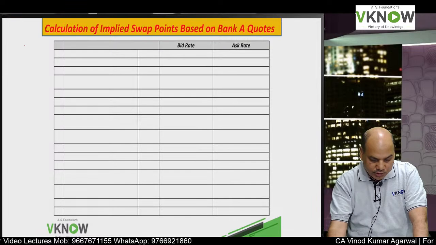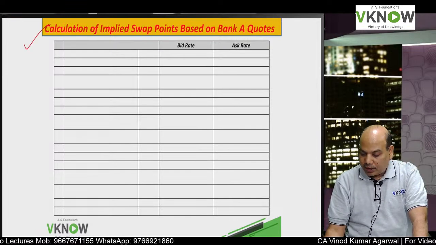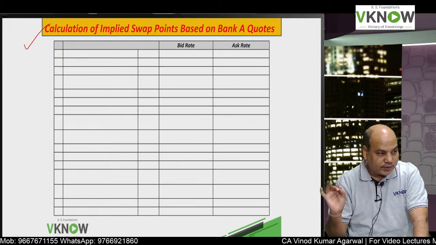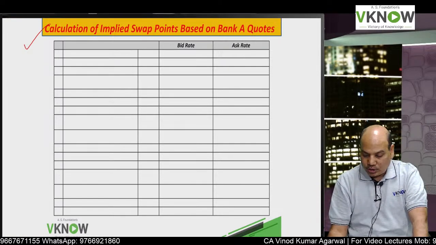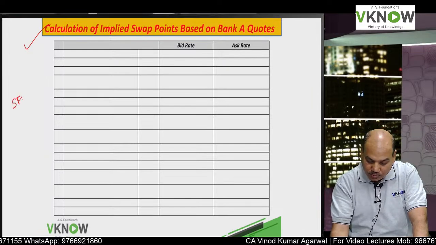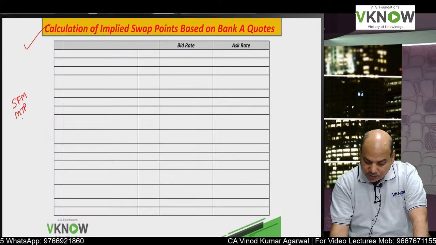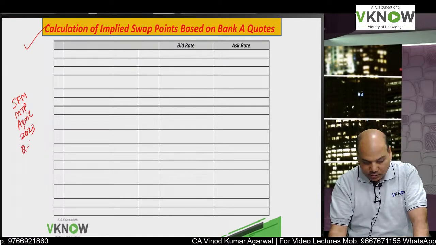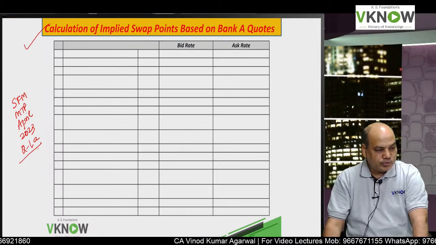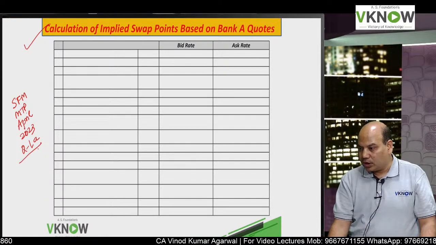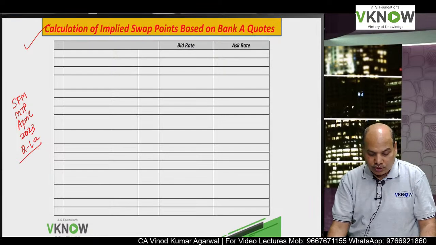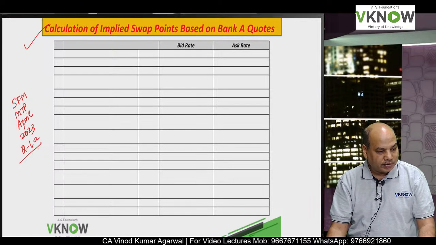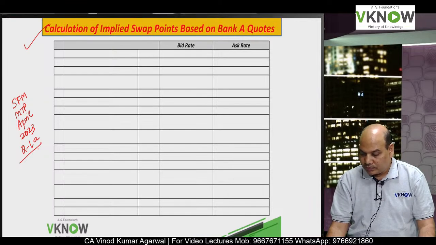Now we'll come to the next question. What is the implied swap point based on bank A quotes for 5 months? A very important question we are doing. This is a question from SFM MTP April 2023, question 1A. Those who have joined late, write down calculation of implied swap points. On the right hand side, 2 columns: bid rate, ask rate.